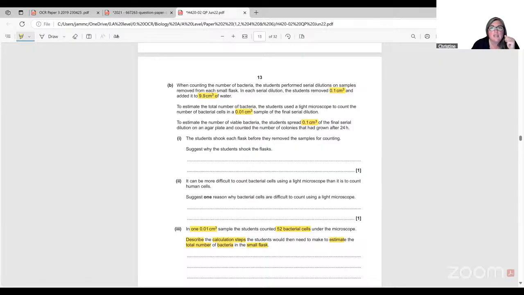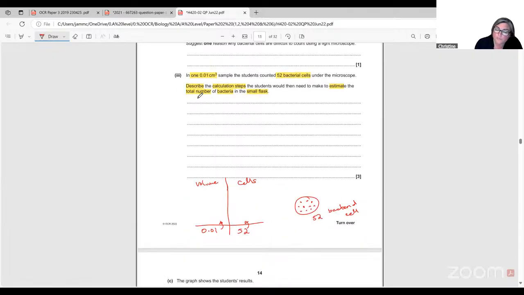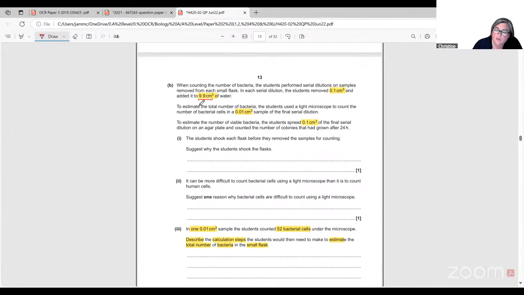You're right, it's not a tenfold, because this time, each time, what we've got is 0.1 and 9.9. So we put in a 0.01 sample and counted 52 colonies. We know that they put 0.1 in with 9.9 centimeters cubed, so we know we have 10 centimeters cubed when they were counting. So we can see that.